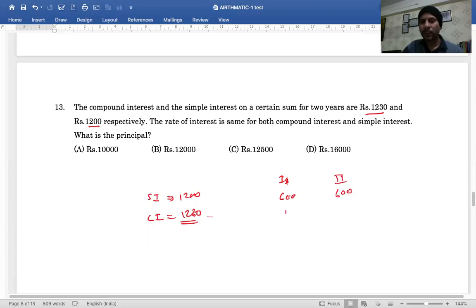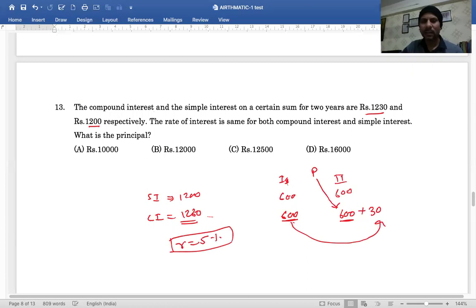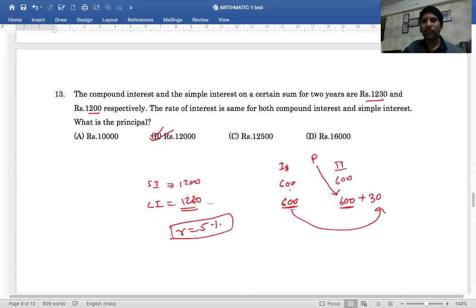CI for the first year should be 600, which is the same because interest is earned only on the principal. In the next year, this should be 600 plus 30. This 600 comes from the principal P, and this balance 30 must have come from this 600. So we can say clearly that R is 5%. If R is 5% and interest of 1 year is 600, we can say clearly the principal is 12,000.